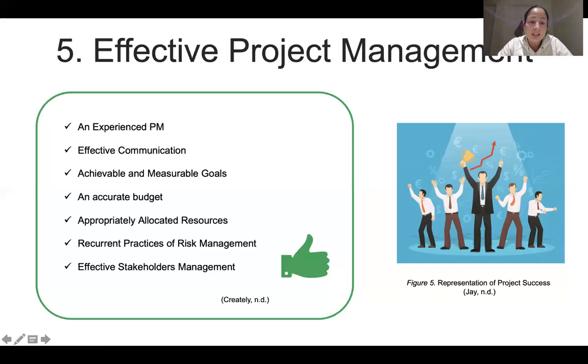And another point is effective stakeholder management. As I mentioned before, currently the role of the stakeholders is really important because they know what they want or what they expect from our projects. So we have to involve the stakeholders from the beginning to the end of the project.